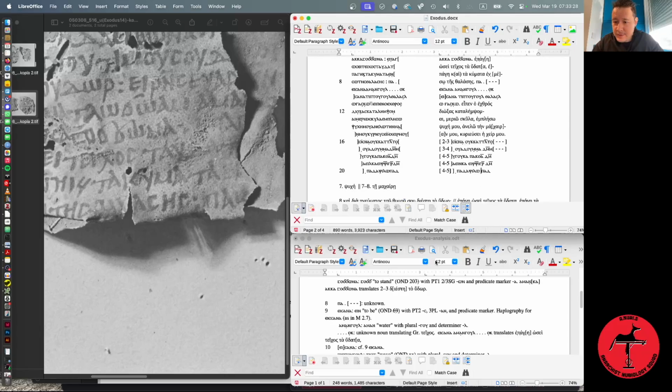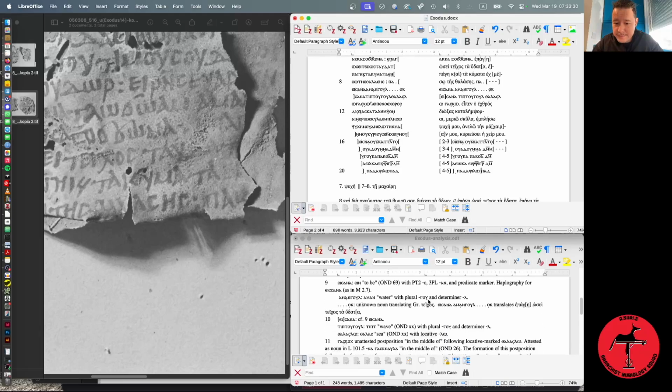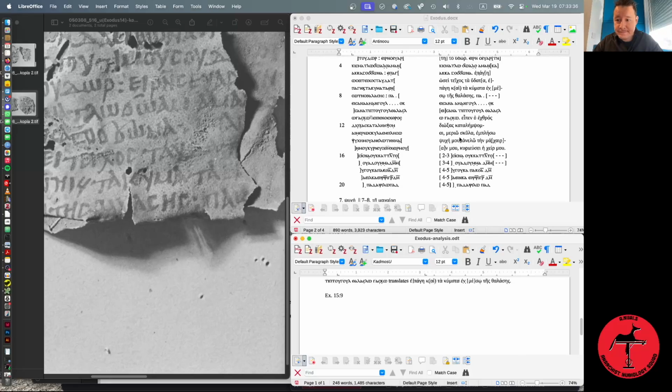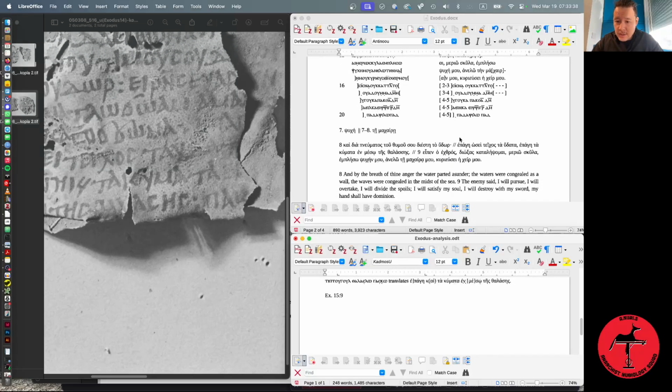All right, and then we get this very long Exodus 15:9. Let's say the enemy said, I will pursue, I will overtake, I will divide. Okay, so a lot of nice. We can already see these types of forms. I will divide this. I will destroy with my hand. I will destroy with my sword. That's this.